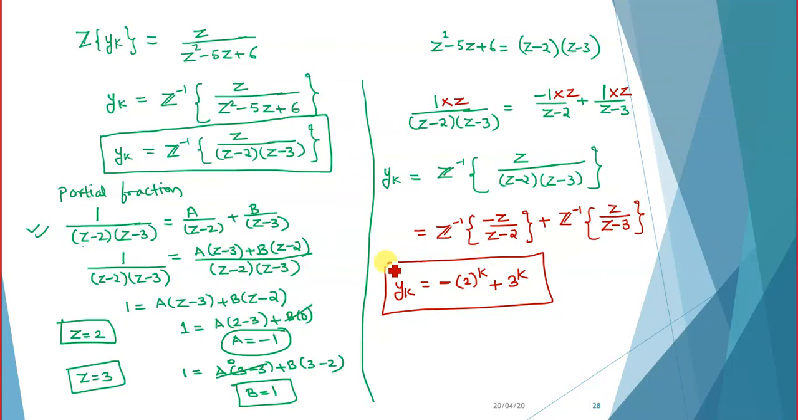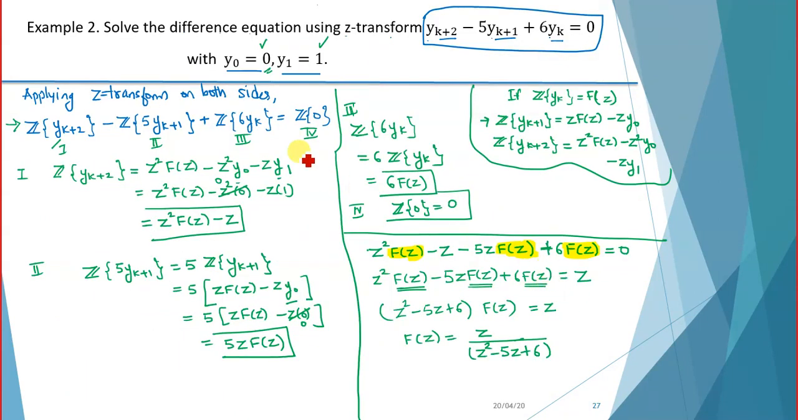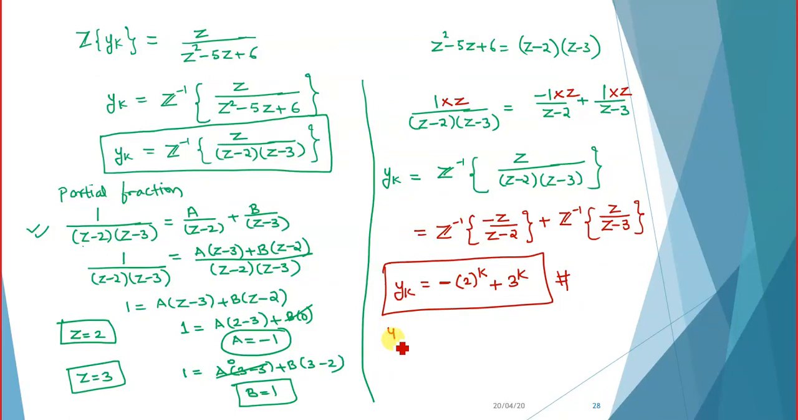Now you can check whether this answer that you got is correct or not. How? See, the initial condition was y(0) is 0, y(1) is 1. So if I put k equal to 0, what am I getting? Minus 2 power 0 plus 3 power 0. Any number power 0 is 1. So you will get minus 1 plus 1, which is 0. So it satisfies the first condition.